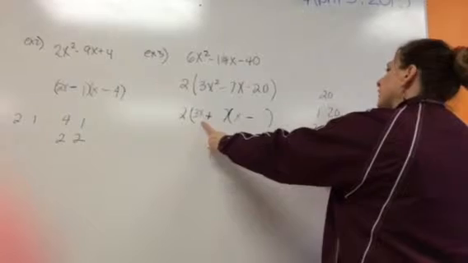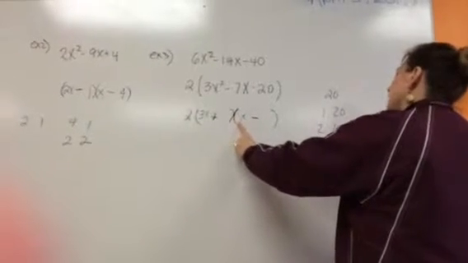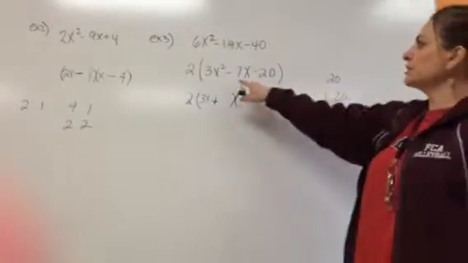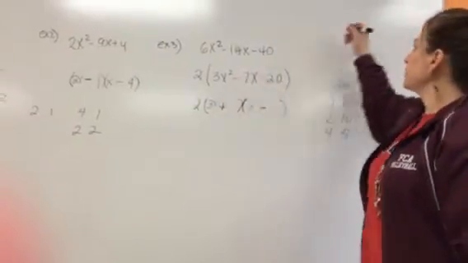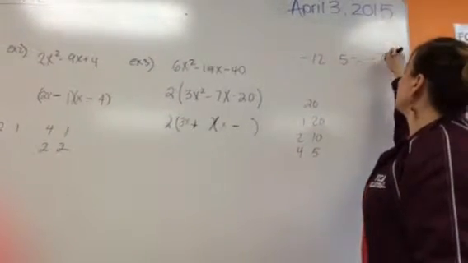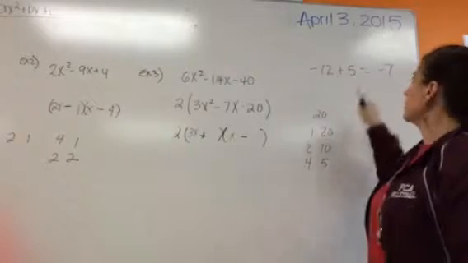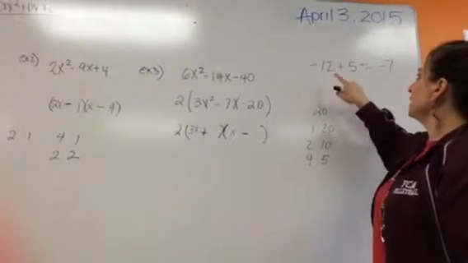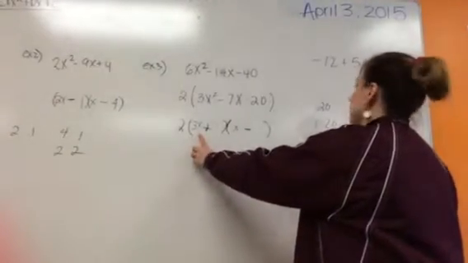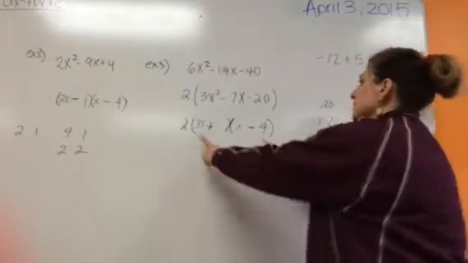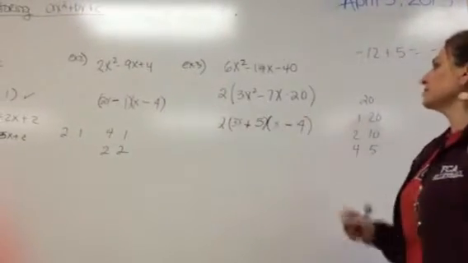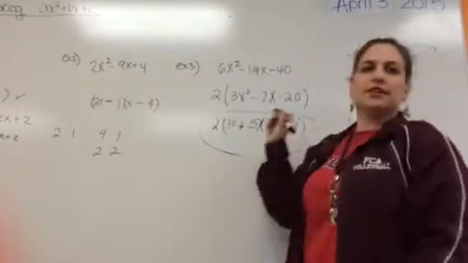3 times 4 is 12. 1 times 5 is 5. 12 and 5 can get me a 7. Which one's going to be negative? If you have a 12 and a 5, the 12 has to be negative to get a negative 7. So I'm going to have a positive 5 and a negative 12 to get a negative 7. So I'm going to put my negative with my 4. See how that's a negative 12? And then I'll put my 5 here. Negative 12 plus 5 equals negative 7. That's the answer.